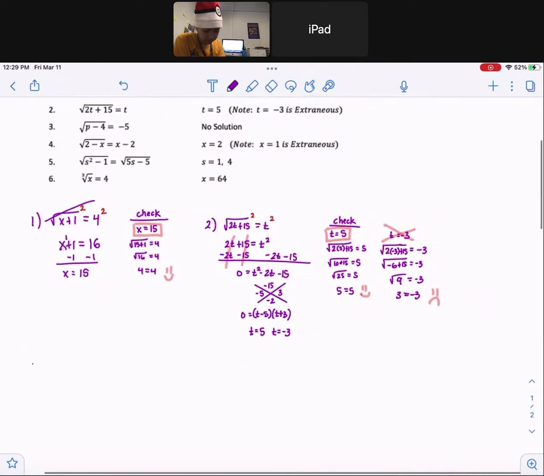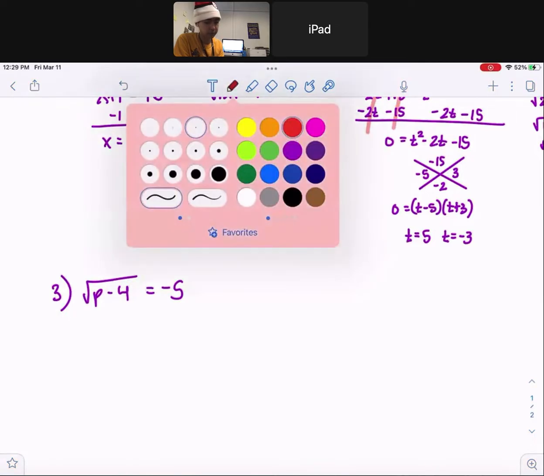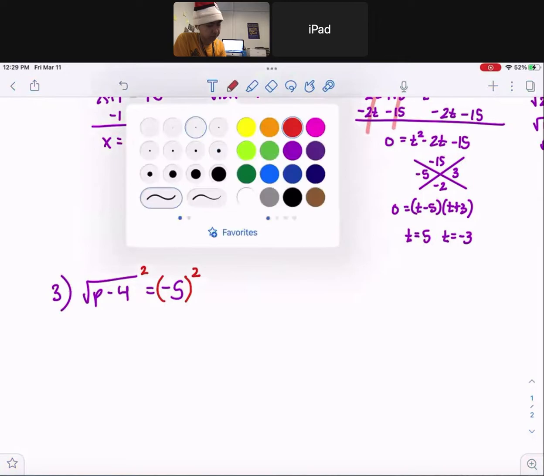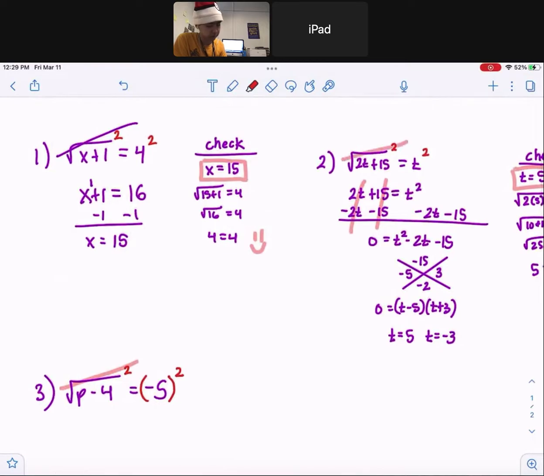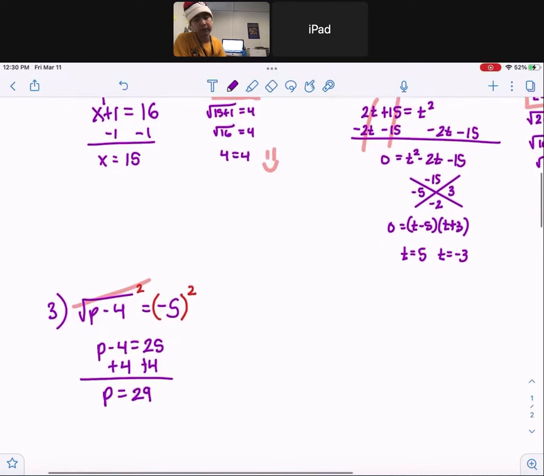Okay. Number 3. We've got the square root of p minus 4 equals negative 5. So is this isolated? Yes, the radical is isolated. So let's raise both sides to the second power. Now I'm going to put this whole thing to the second power, okay? Because it's a negative 5. So the second power and the square root will cancel, just like how it did over there. So we're going to get p minus 4 equals 25. Add 4 to both sides, so p equals 29.